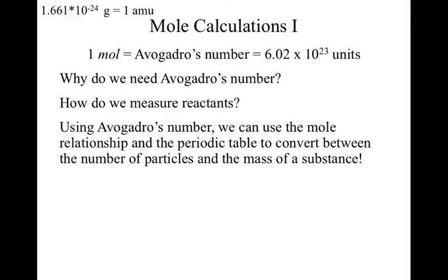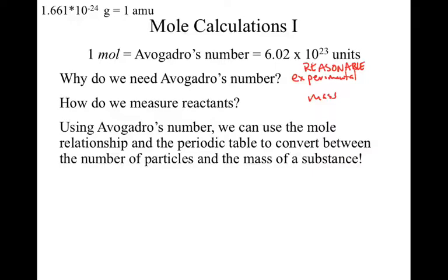Mole calculations. We really need Avogadro's number ultimately to give us reasonable experimental masses. That's really the only reason we're using Avogadro's number. It comes back to how we measure our reactants. We most commonly measure our reactants through mass, so we need Avogadro's number to account for that mass appropriately.